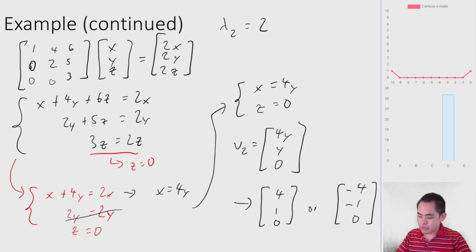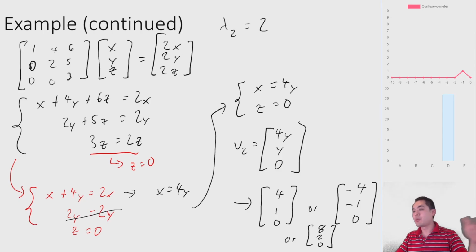Are those the only two eigenvectors? Or 8, 2, 0. So these are all multiples of this, because you're plugging in y is equal to 1, or y is equal to minus 1, or y is equal to 2. Those are all eigenvectors corresponding to lambda 2 is equal to 2, but they're not linearly independent because you can multiply one to get the others. Okay? So this is the family of eigenvectors corresponding to lambda 2 is equal to 2. Yes, 16, 4, and 0 is also an eigenvector. Yep.